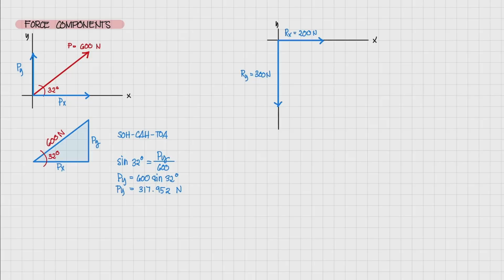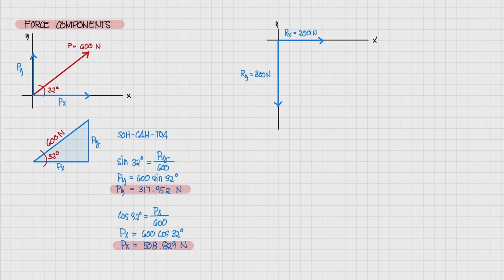Okay, what about Px? So for Px, we're going to apply cosine. So we'd have here cosine 32 degrees is equal to adjacent Px over hypotenuse 600. Rewriting this, we'd have Px is equal to 600 cosine 32 degrees, and that will be equal to 508.829 newtons. So let's just highlight this for answer. Okay, so that's your first components.